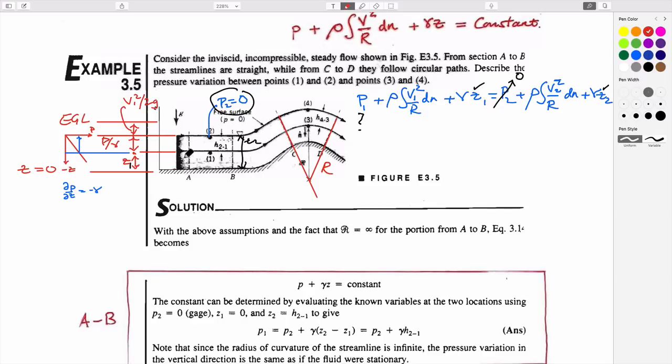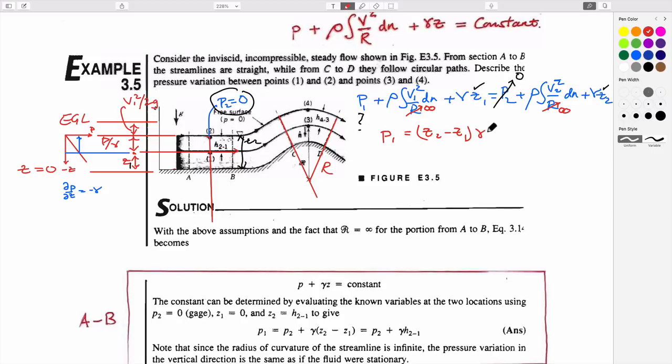If we draw an arc for this particular trajectory here, then the radius of this is infinite, right? This is normal to the streamline coming down here. It's of infinite length. It goes an infinite distance. And so we know that this term here is infinite. So this is infinity. This is infinity. And so these terms go to 0. And so if we just rearrange that, we end up with P1 is equal to Z2 minus Z1 times unit weight.